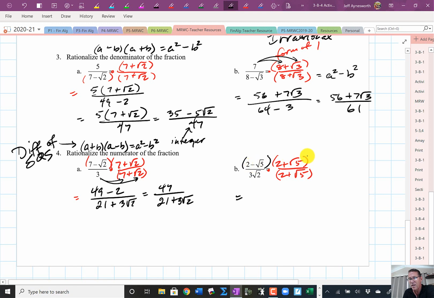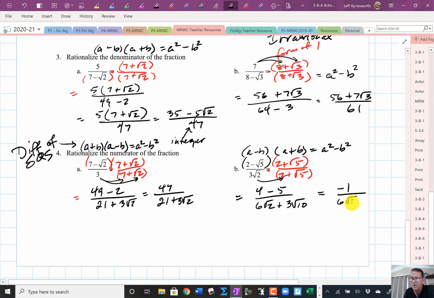So here, again, this is a minus b times a plus b. There's your structure. And it's always equal to a squared minus b squared. So you square both and subtract. So you square the 2 to get 4. You square the root 5 to get 5. That's easy. Is that easy, guys? And then you distribute through here. 3 root 2 times 2 is 6 rad 2. 3 root 2 times root 5 is 3 root 10. So end result, negative 1 divided by 6 rad 2 plus 3 rad 10. And that's just another irrational number. But notice that we rationalized the numerator. It's an integer.